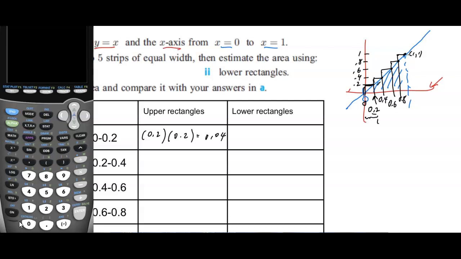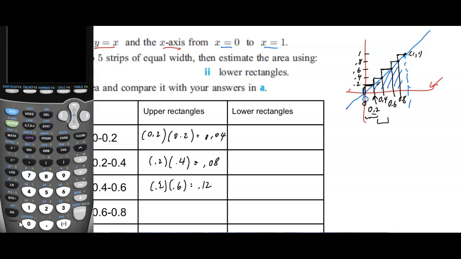Between 0.2 and 0.4, the width would be what? It would still be 0.2, because I would do 0.4 minus 0.2 to get the width, and the height would be 0.4. So if I multiplied those two together, I would get 0.08. And then the next interval, the width again would be 0.2, but now the height would be 0.6. See what I'm doing?